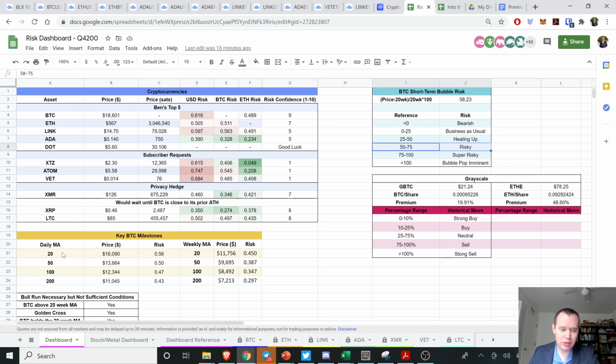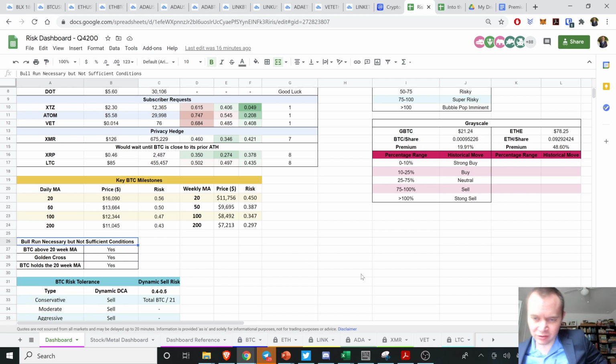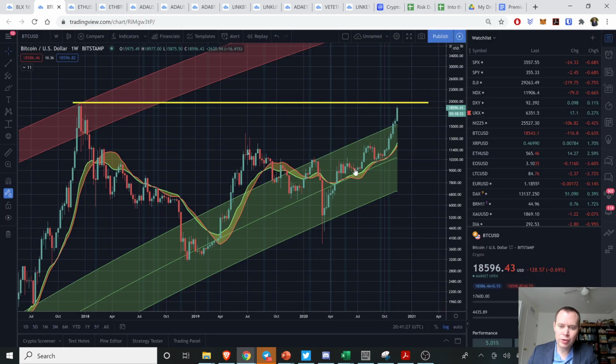Now, this down here shows you the daily moving averages and the weekly moving averages, and the risk levels associated with those moving averages. Back when we had this a long time ago, this was more important because at one point these all said no. Bull run necessary, but not sufficient conditions. This is essentially saying just because we have these does not mean we will definitively have a bull market, but these three things need to happen in order for us to consider having a bull market. We have all three, right? Bitcoin above the 20-week, we have the golden cross, the 50-day going above the 200-day, and we have Bitcoin holding the 20-week moving average, which we did right here. So those were the three things that we needed to happen. Check, check, check. They've all happened.